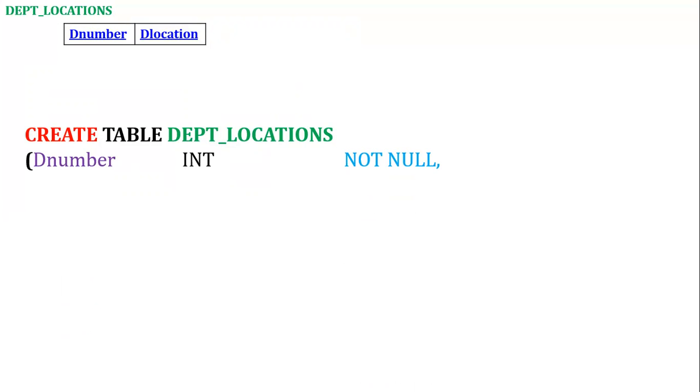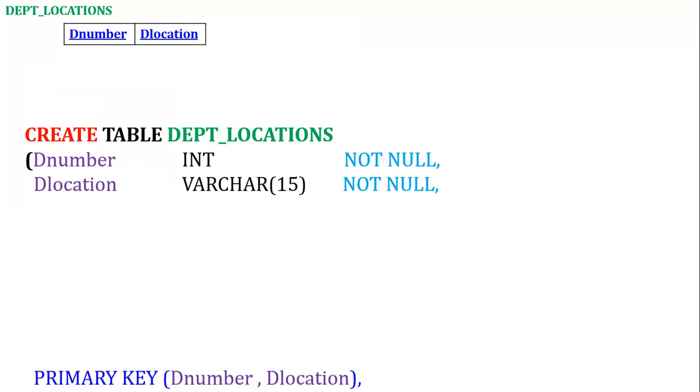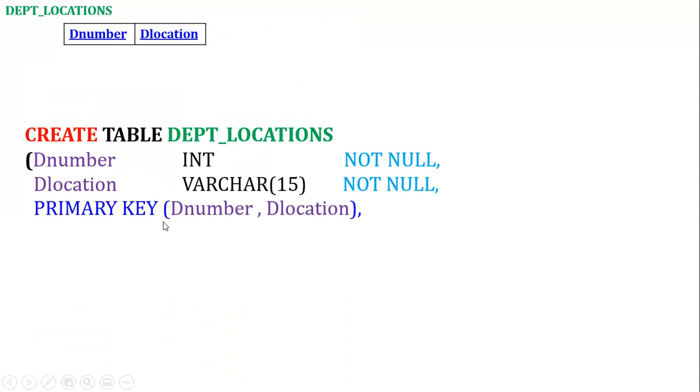This alone is not a primary key. Then D location. Together they form a composite primary key. So what we have to do is use the keyword primary key, and inside parentheses specify all the attributes which behave as the composite key. Here D number and D location combined form a composite key.